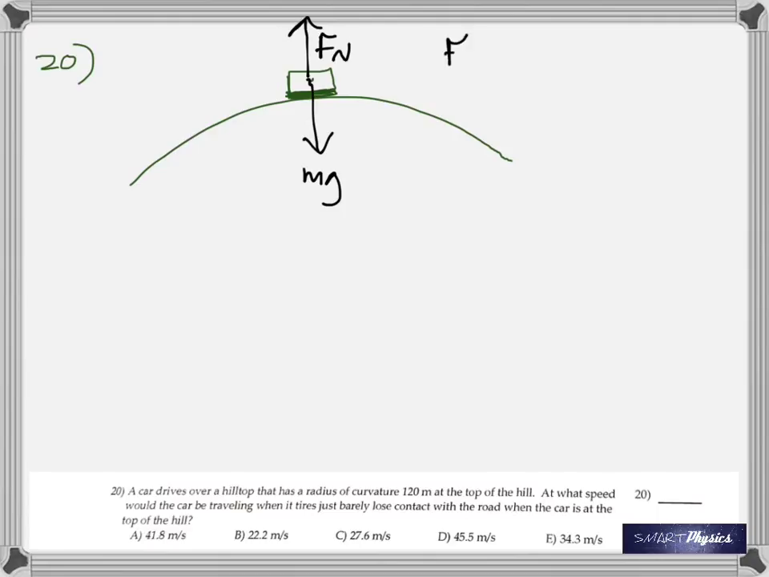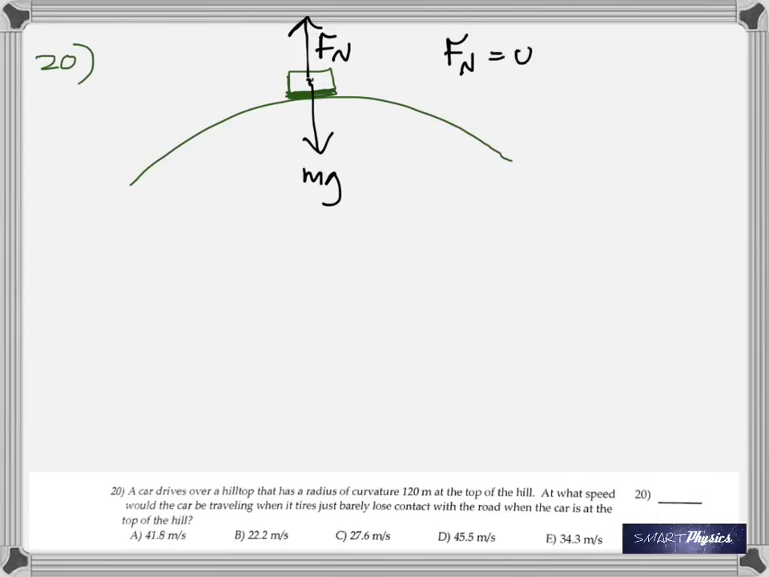So those are the 2 forces acting. And when it loses contact, what is Fn? Somebody said it. Yeah, if it loses contact, there's no normal reaction. There's only normal reaction if it's touching a surface. Are you with me on that? So if it's not touching, it's 0.